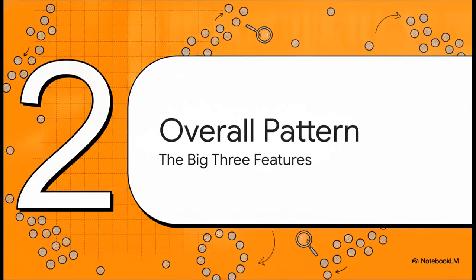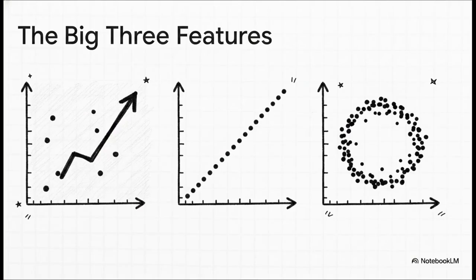Moving right into Section 2, analyzing the overall pattern, the big three features. Now that we have our grid and our variables locked in, how do we actually read these visual clues? Well, we do it by looking at the overall pattern. Whenever you look at a scatter plot, I want you to train your brain to look for the big three features. Number one is direction.